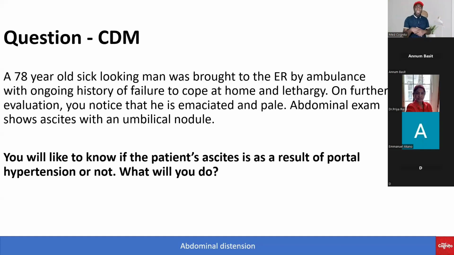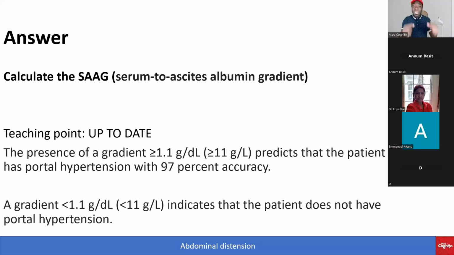Okay, good. So you like to know if the patient has ascites as a result of portal hypertension or not. What will you do? We've already talked about it. How to determine if ascites is as a result of portal hypertension or not. You have to calculate the SAG. The SAG is serum to ascites albumin gradient. So how you do it is that you get the serum, that's the blood, you calculate the albumin in there, you also get the ascites, you check the albumin in there, and then you find the ratio.